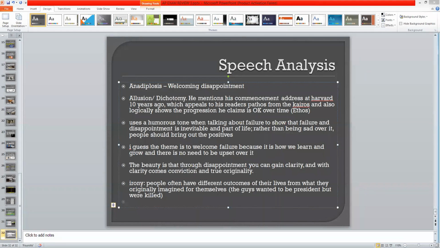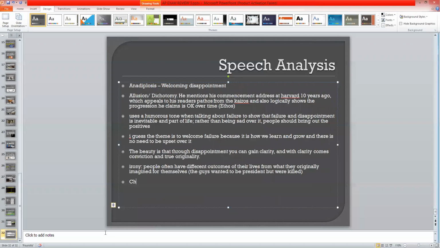I forgot what the name of the device was, but it was like when you end something with a word and you start with a comma or semicolon with the same phrase, like no specific job or career goal defines me, and it should not define you. But I'm not sure. It's kind of like a stretch. Chiasmus or antimetabole?